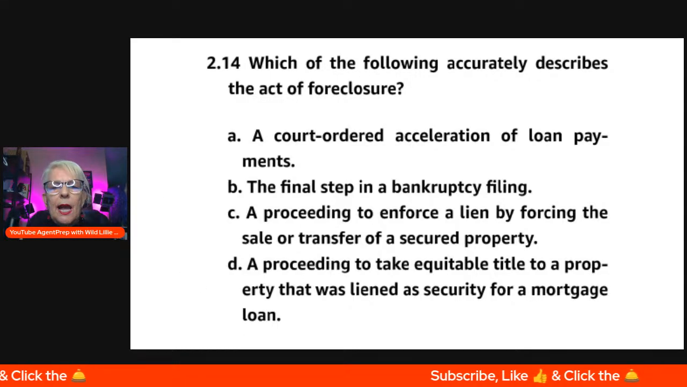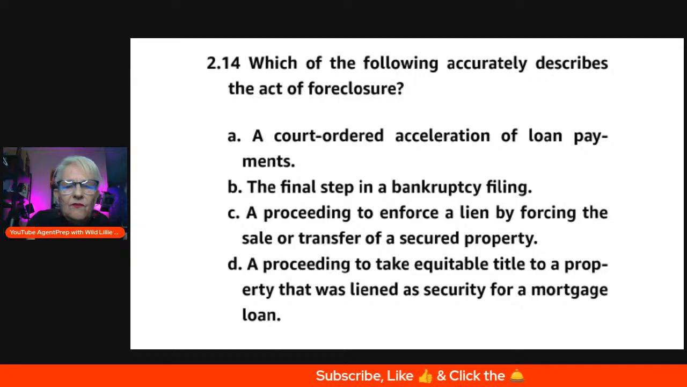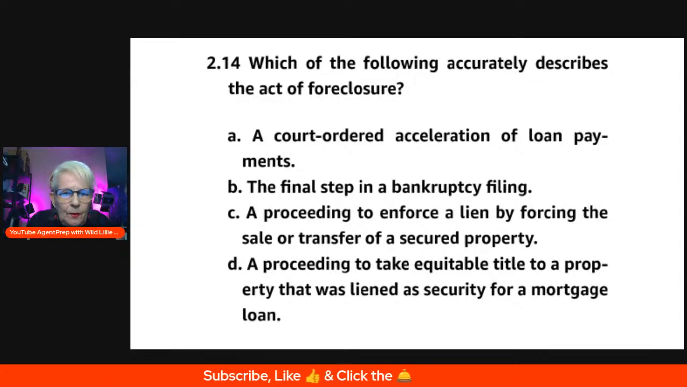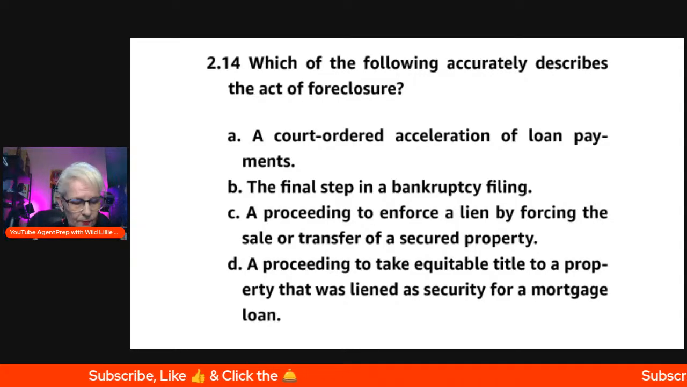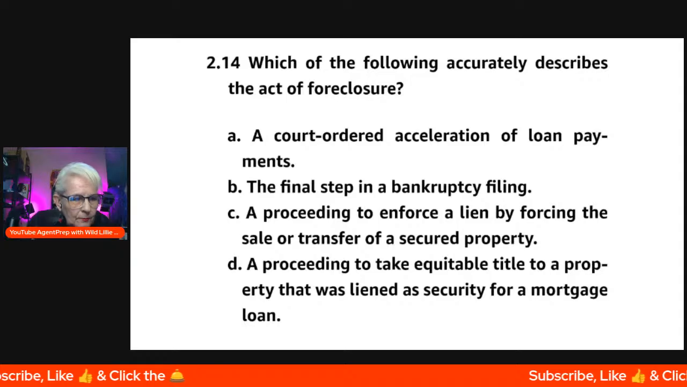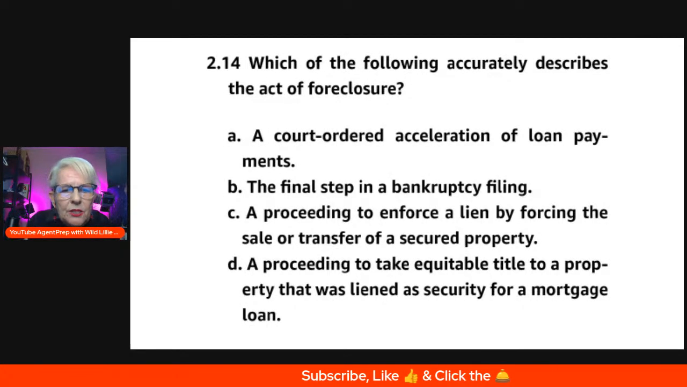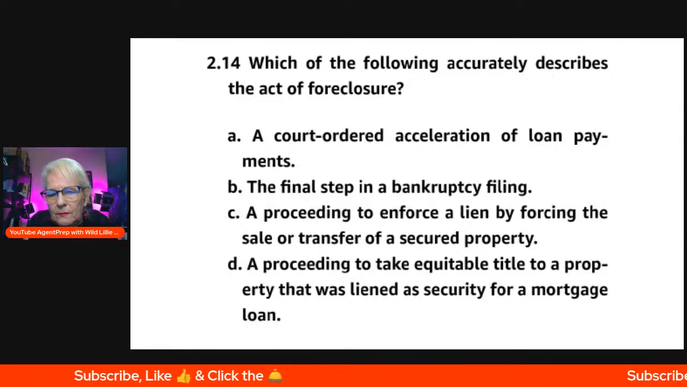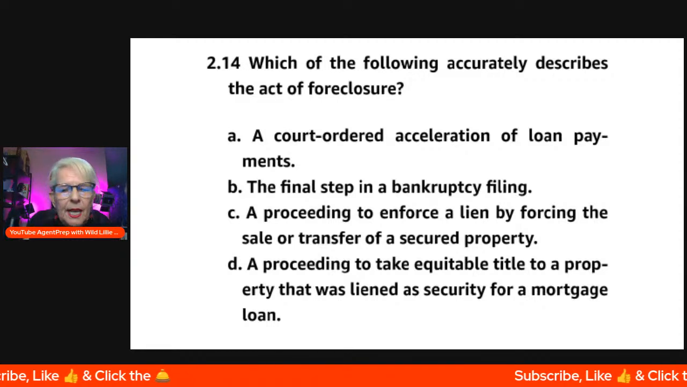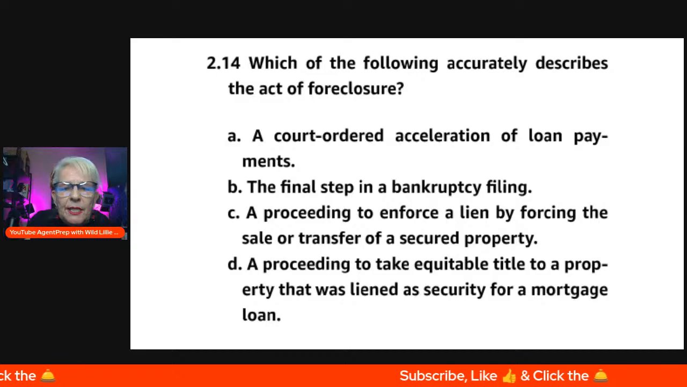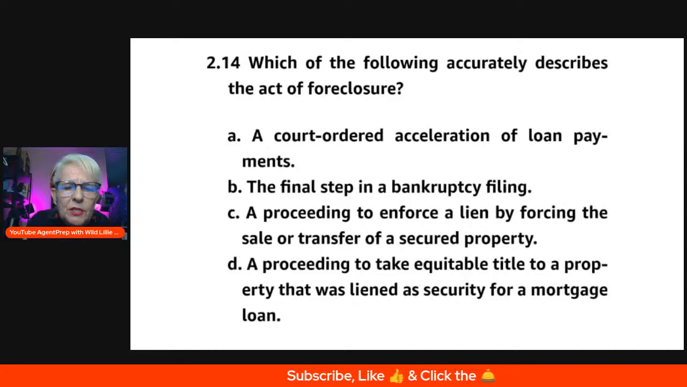Which of the following accurately describes the act of foreclosure? Type your answer in the chat. The answer here is C, a proceeding to enforce a lien by forcing the sale or transfer of a secured property.